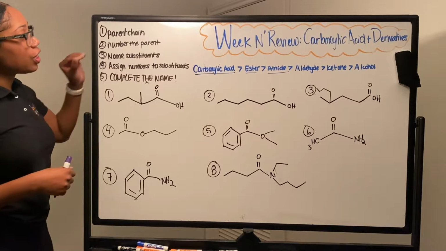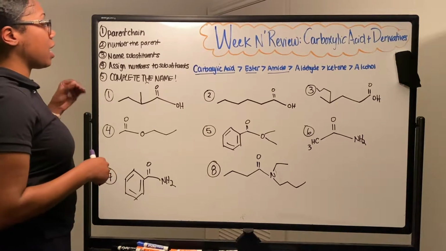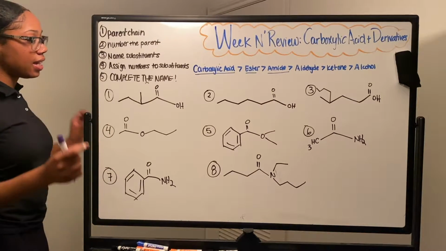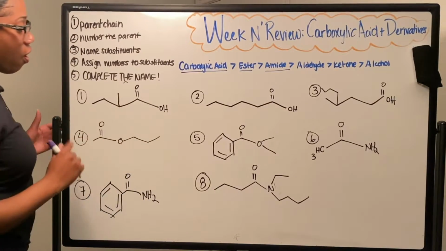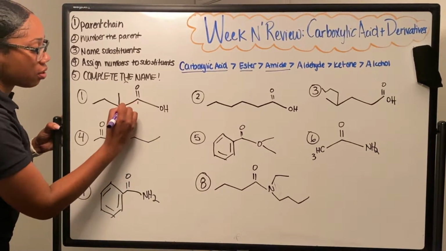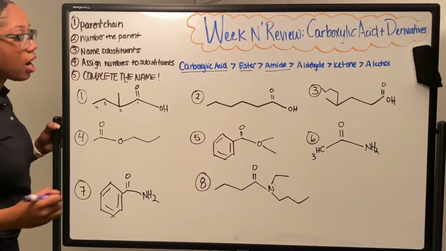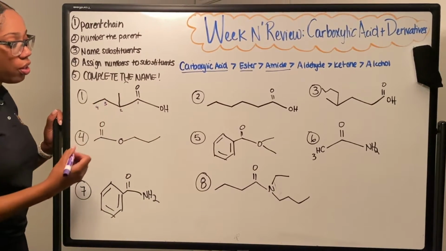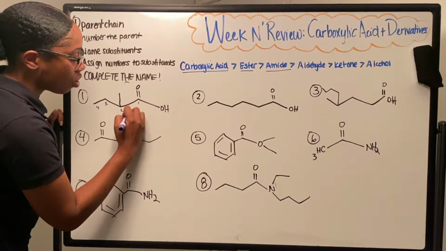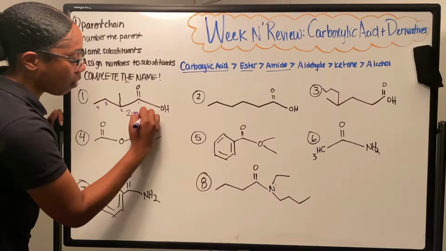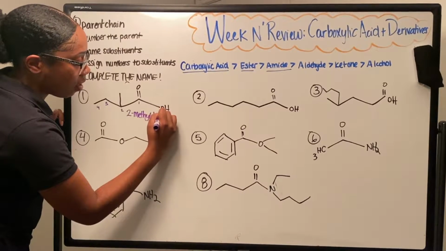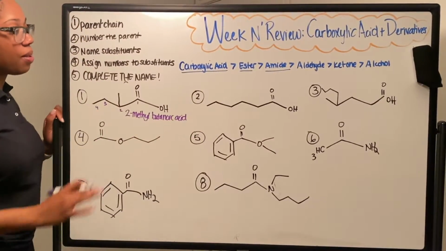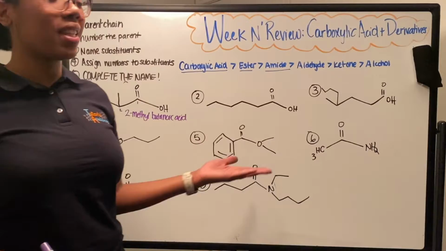We find the parent chain, number and name the parent chain, name the substituents, assign numbers to substituents, and then complete the name. So here we only have the carboxylic acid, so we can do 1, 2, 3, 4. So we know that that's going to be butanoic acid, but we have a methyl on the 2. So the answer is going to be 2-methyl butanoic acid. Very simple, right?